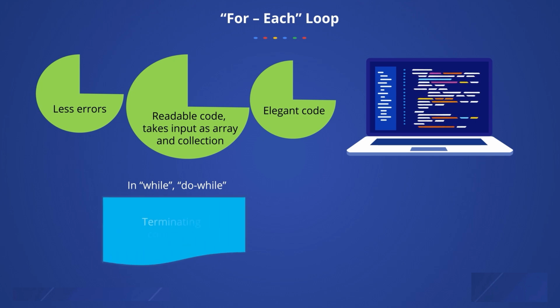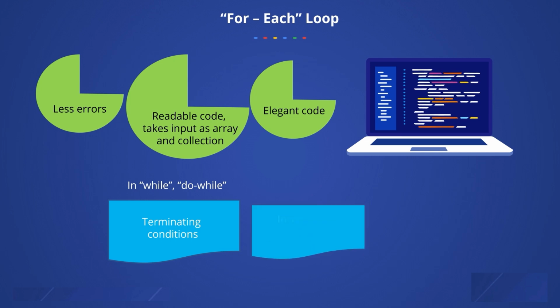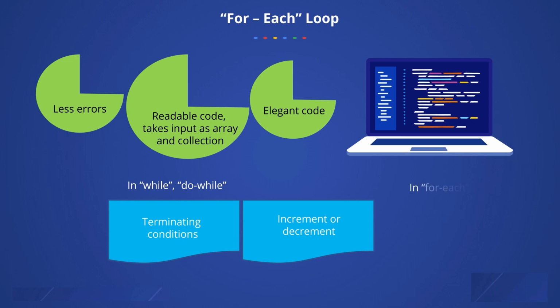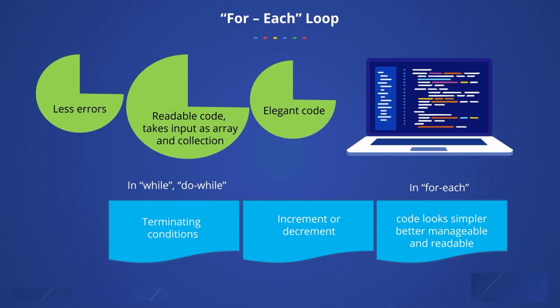One thing is your terminating condition, another thing is that step value, increment or decrement. If you look at it, they are not really closely related to the purpose of your repetition. They are related to that loop, not to the purpose of it. But here you will not have that. That means the code looks simpler, more manageable and more readable.